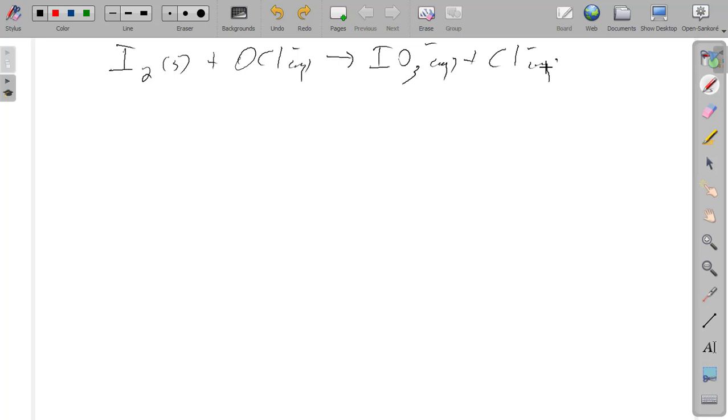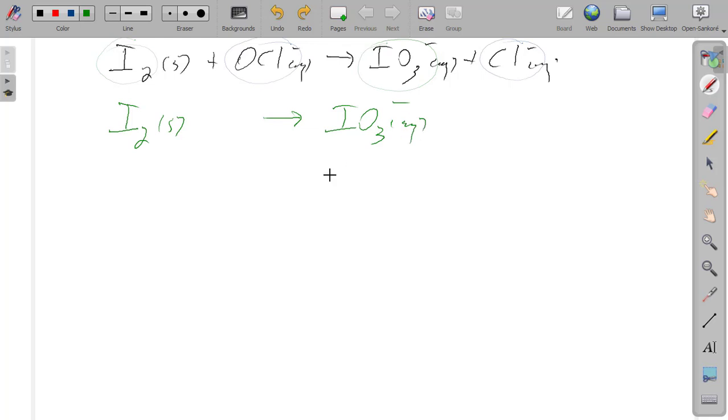All right, so step 1 is to break it into half reactions. And what we want is the same central atom. So for this, that's going to involve the iodine and the iodine-containing species on this side. Here is the chlorine-containing species and the chlorine-containing species. So we've got 2 half reactions. All right, so let's focus on the iodine then. So I2 solid is going to end up going to IO3 minus aqueous.